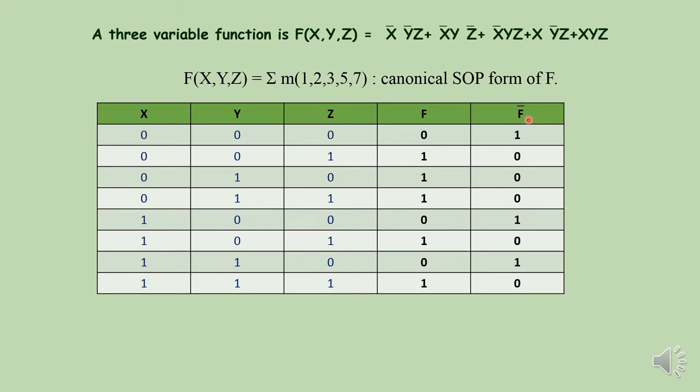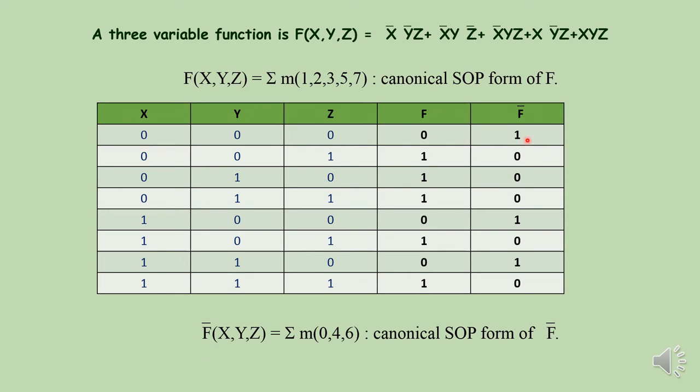These values show the F bar representation. F bar means where F is 0, here we write 1. When F is 1, here we write 0, because it is a complemented variable. Here we write 1, so its complement is 0. Like this, 1 0 1 0, we get these values. So this is the truth table of this canonical SOP form of F. Okay. Then what is the minterm of F bar?